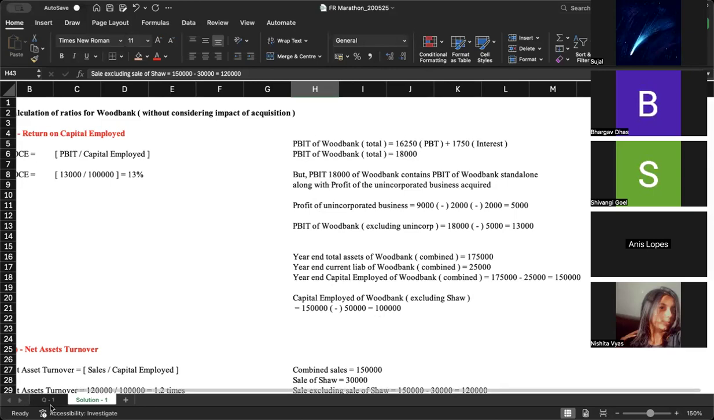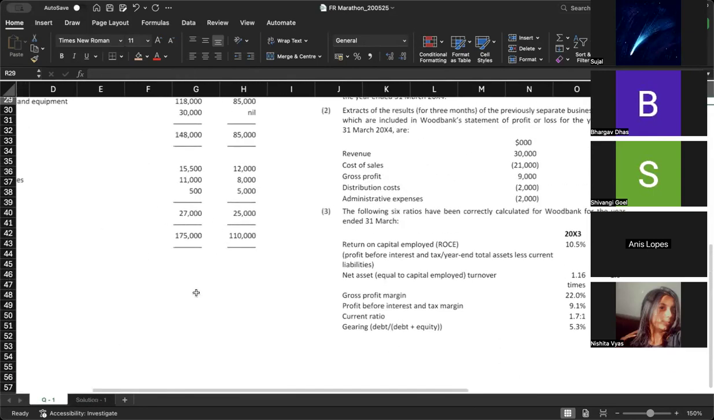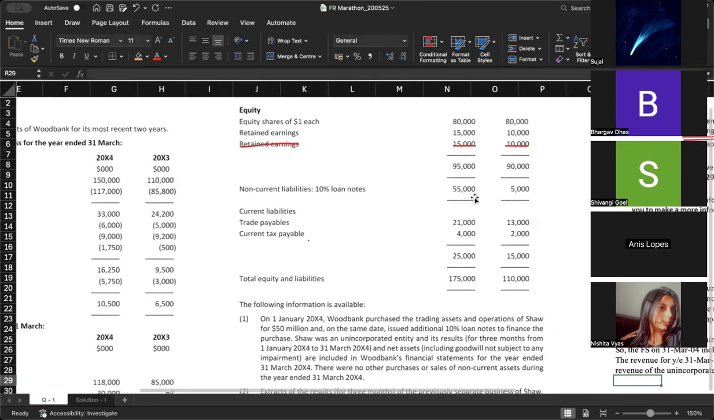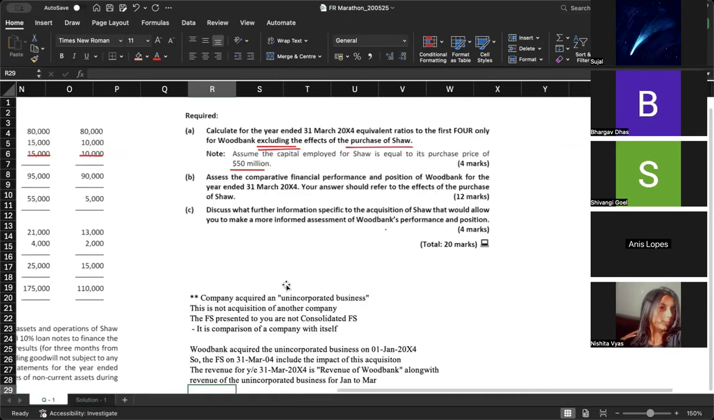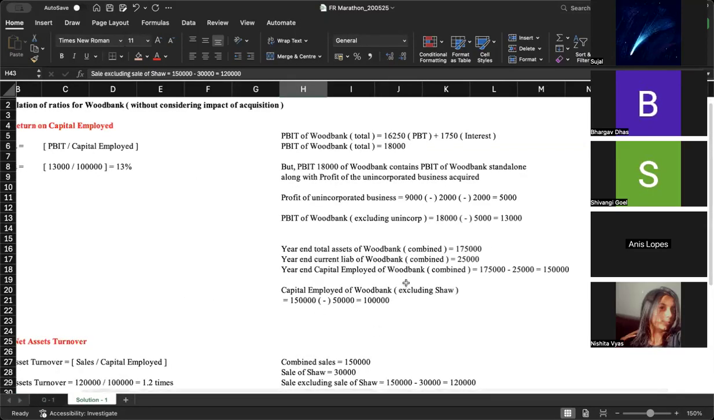See, 1,75,000 is the total assets and 25,000 is the total current liability. So you have 1,50,000 as the year-end capital employed of Woodbank. उसमें से subtract 50,000, which is यहाँ पे लिखा है कि यार this is a capital employed of Shaw, 50 million. तो वो आपने हटा दिया. You will have capital employed only of Woodbank excluding Shaw. Correct? Yes, sir. Got it.